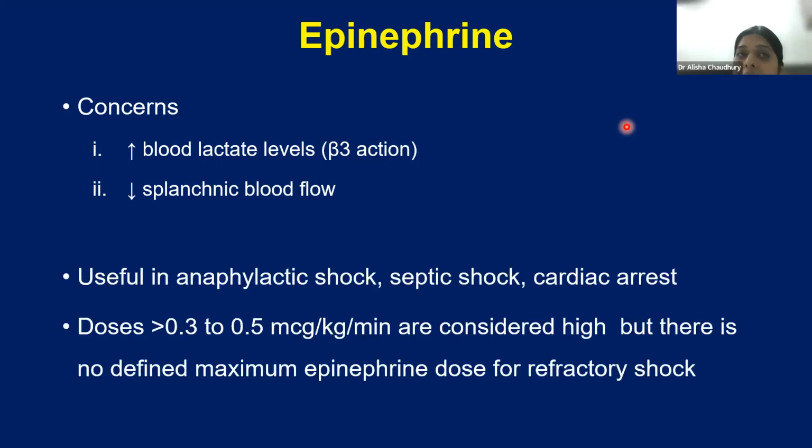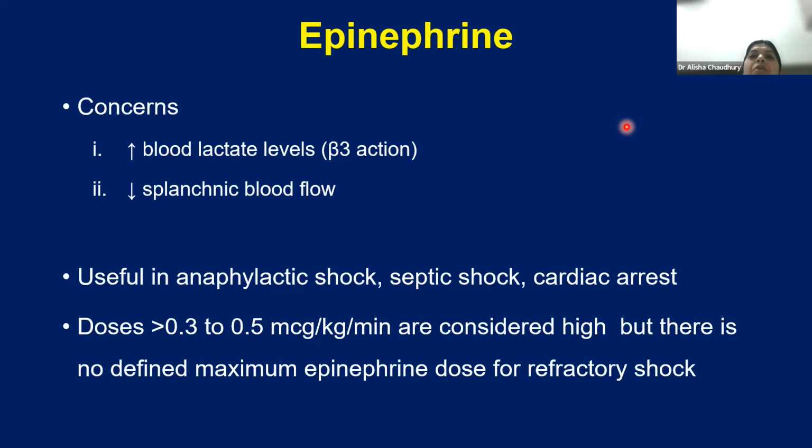Adrenaline, or epinephrine, is actually the drug of choice in cases of anaphylactic shock. When it comes to septic shock, it may be a secondary agent, or in patients with hypotension with an existing cardiac condition, you can think of adrenaline as the first drug. And in case of cardiac arrest, as per ACLS protocol, we are using it. Doses more than 0.3 to 0.5 mics per kg per minute are considered very high. Again, there is no defined maximum dose of epinephrine for a refractory shock.